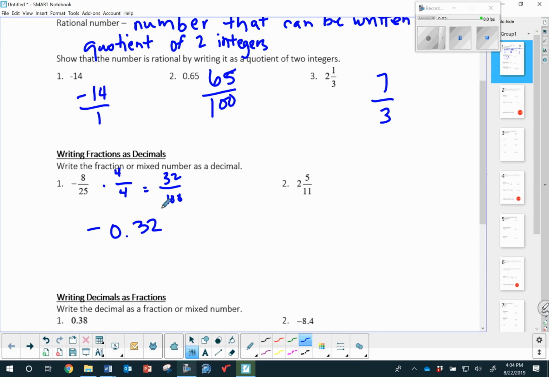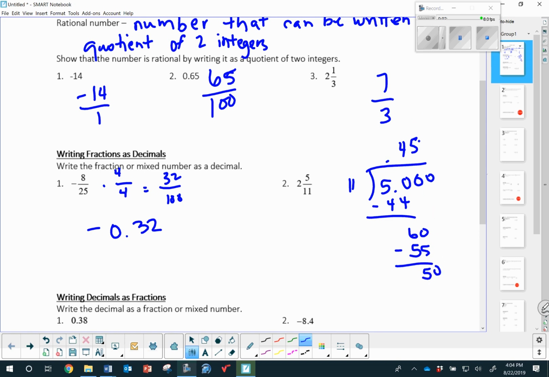2 and 5/11ths. 11 will not go into 10 or 100 evenly. So I need to divide 5 by 11. In order to do that, I need to add a decimal and a 0. 11 goes into 5 0 times. And then you're just doing your normal long division algorithm. Add a 0, bring it down. Still doing long division. And right now you're probably noticing that this is going to repeat. So 0.45 repeats. So your mixed number as a decimal equals 2.45 repeating.